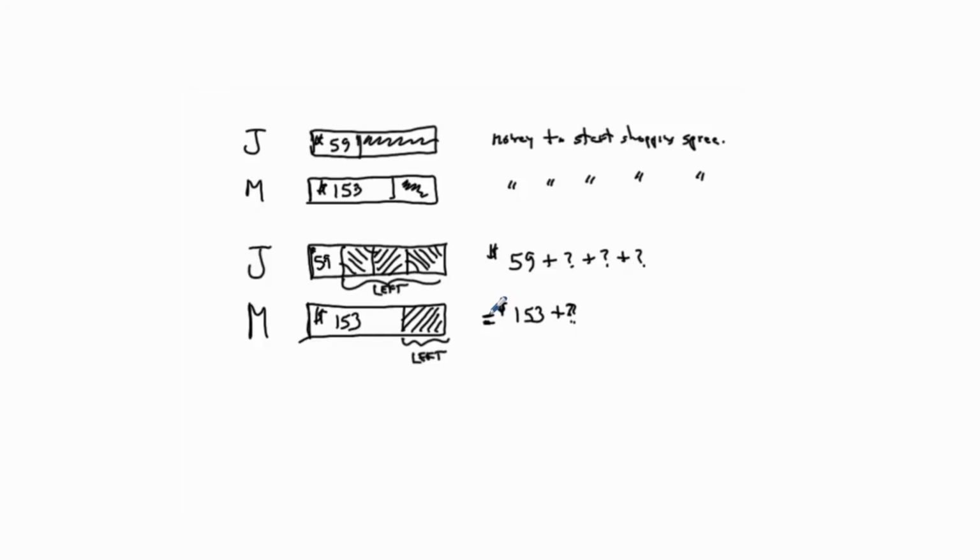I'm saying that all of this money, whether it's the $59 that we know or the money that's left, together with what Marie spends, $153, together with what she has left, those two have to be equal. So we know that $59 plus 3 question marks has got to equal $153 plus 1 question mark. So the question is, what do we do with this arithmetic expression to figure out what the question mark is?